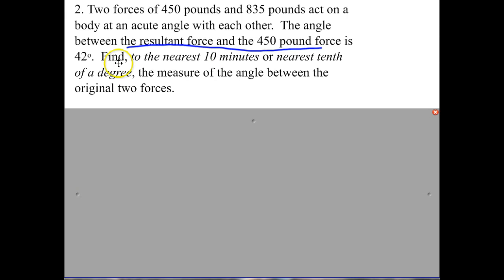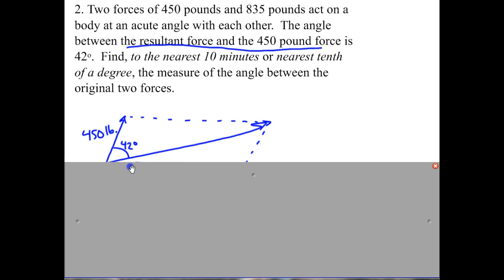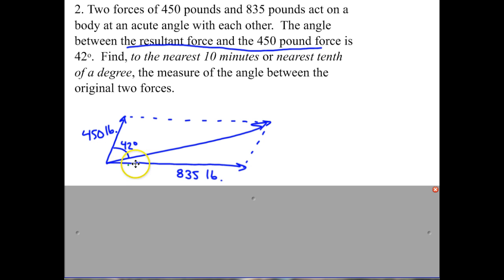Okay, question 2 asks about two forces, again, except at an angle that is unknown. They act at an acute angle to each other. However, we know that the angle between the resultant and the 450-pound force is 42 degrees. This is a really good question. Let's sketch out what we know. We have the two forces. I tend to draw one of the forces horizontally. It's just easier for me. I make an acute angle here between the two forces, but the angle between the two forces isn't 42. The angle between the 450-pound force and the resultant is 42 degrees.